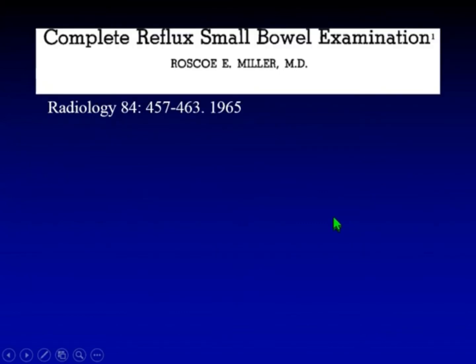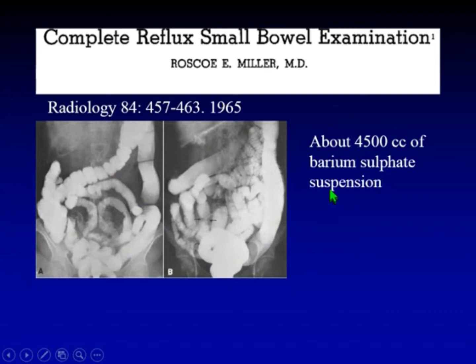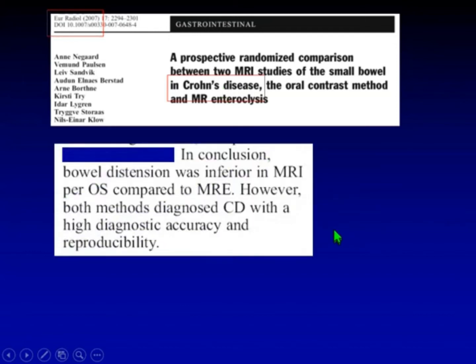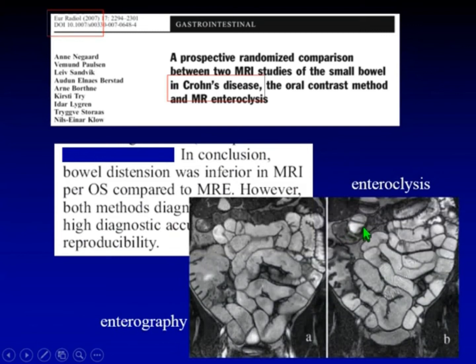In the 60s, Roscoe Miller solved the question with a large amount of barium sulfate. Retrogradely, he dilated the colon and the small bowel, but it's not so easy to perform this technique. We agree with these authors that, speaking about typical pathology of the right lower quadrant and about MR, today enteroclysis and enterography have a very comparable efficacy from a clinical point of view.